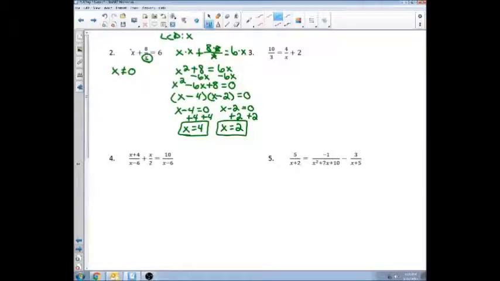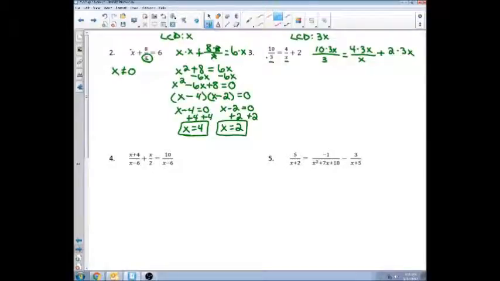Okay? On to problem 3. I need to check for my LCD. Well, nothing is shared, but I have 3 and x, so my LCD is going to be 3x. I want to multiply every numerator by 3x. So 10 times 3x over 3 is equal to 4 times 3x over x plus 2 times 3x.